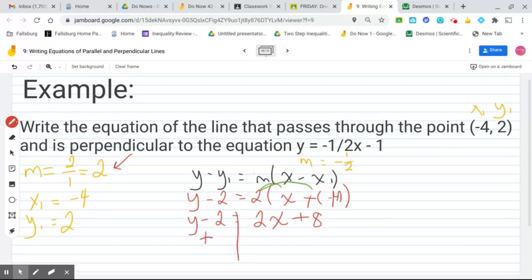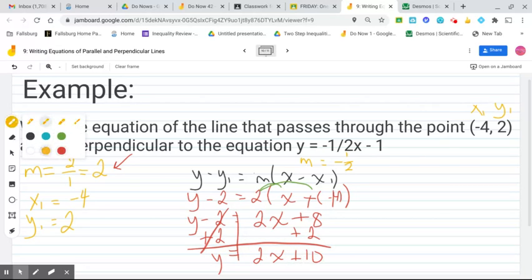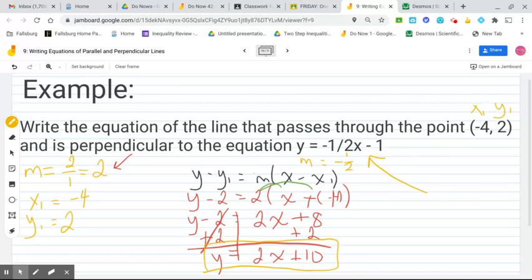And our final step is to add 2 to both sides. The 2's will cancel. We get y equals 2x plus 10. So y equals 2x plus 10 is perpendicular to this line, y equals negative 1/2 x minus 1.